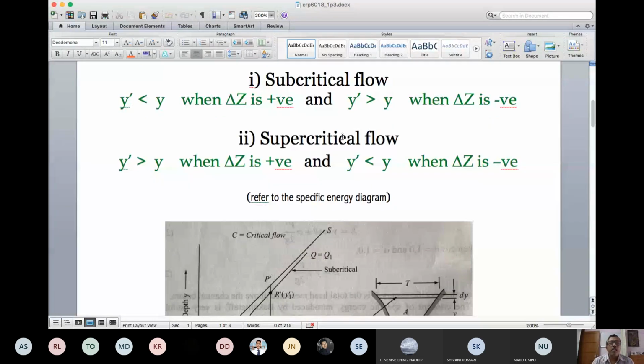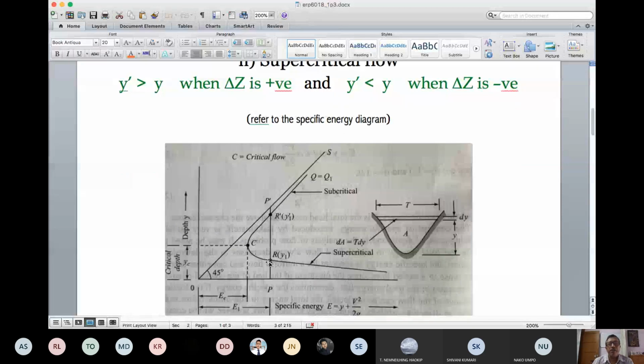In the supercritical flow, it is the reverse. Y dash is greater than y when delta z is positive. You move towards left and you see from the lower limb that the depth y is increasing, and as you drop, you see that the depth y is decreasing. So this is the summary.